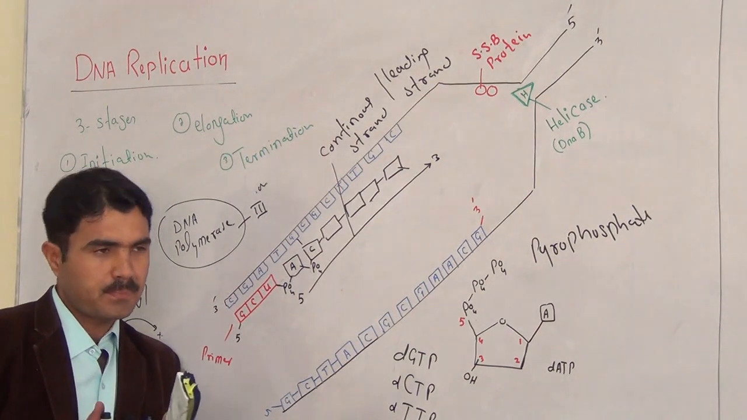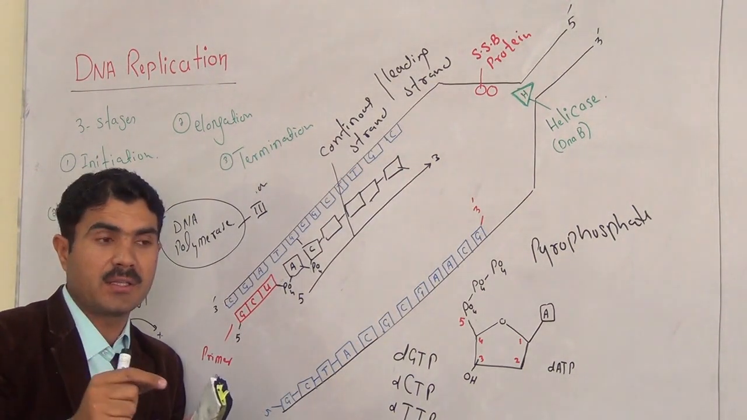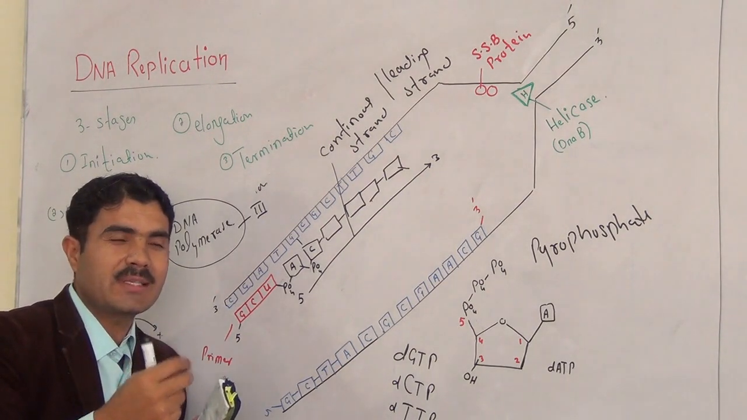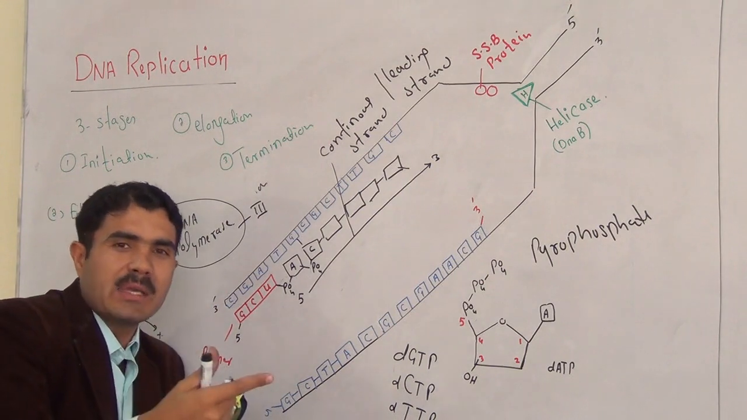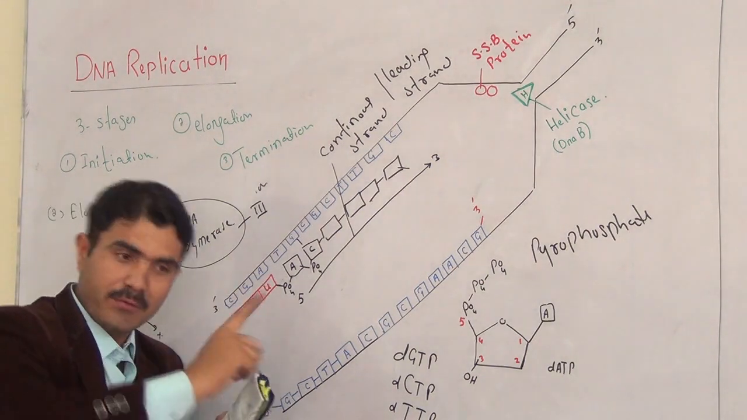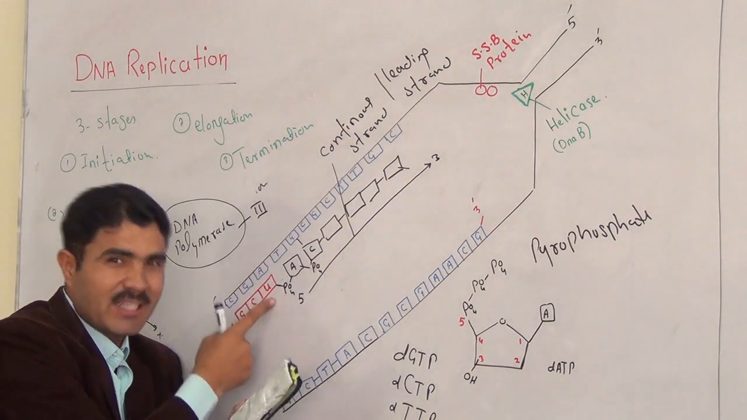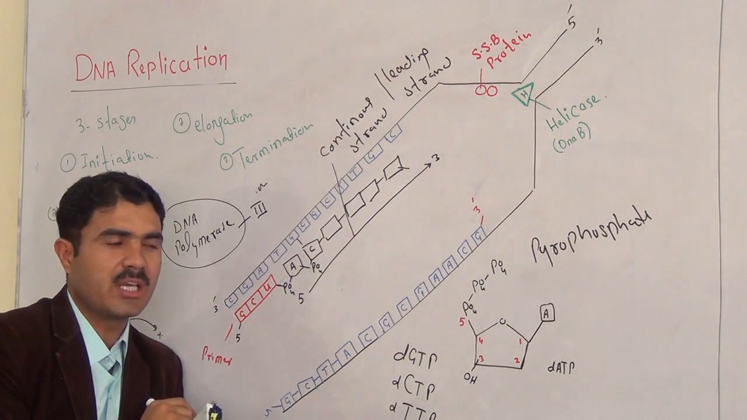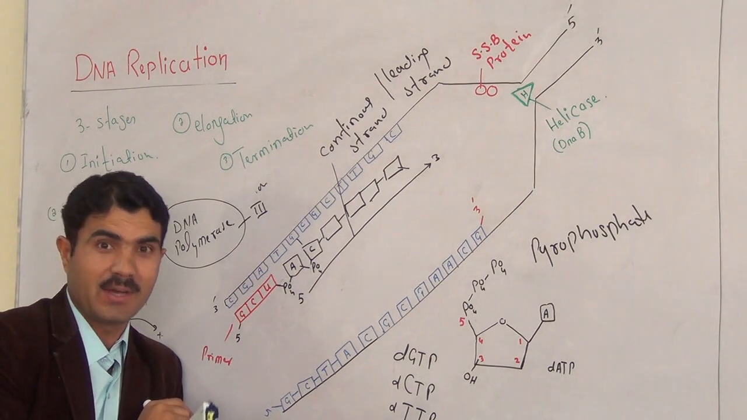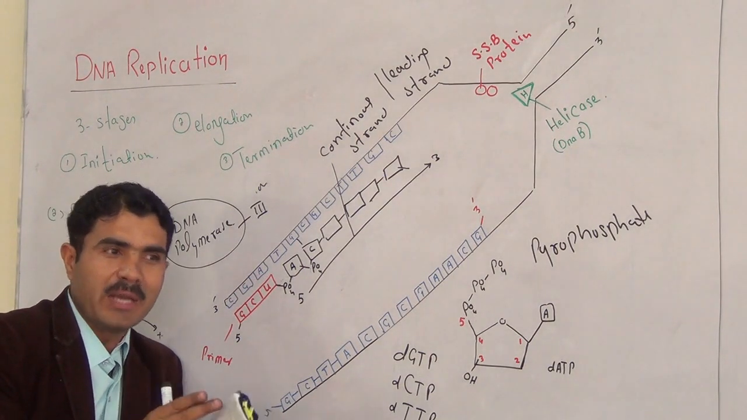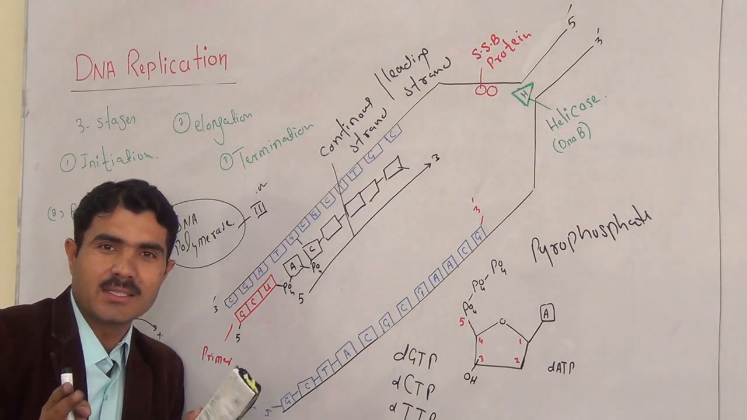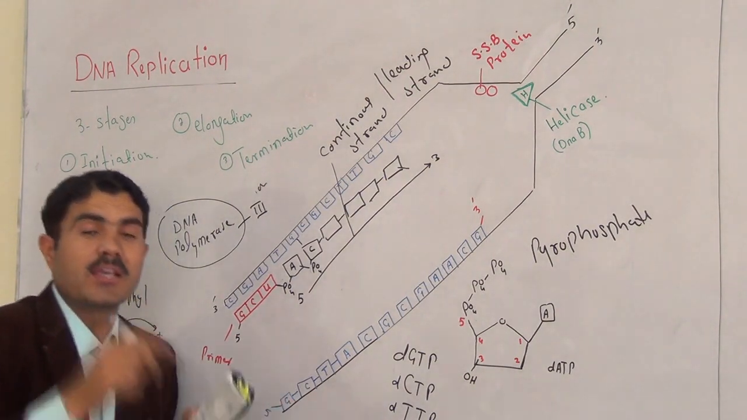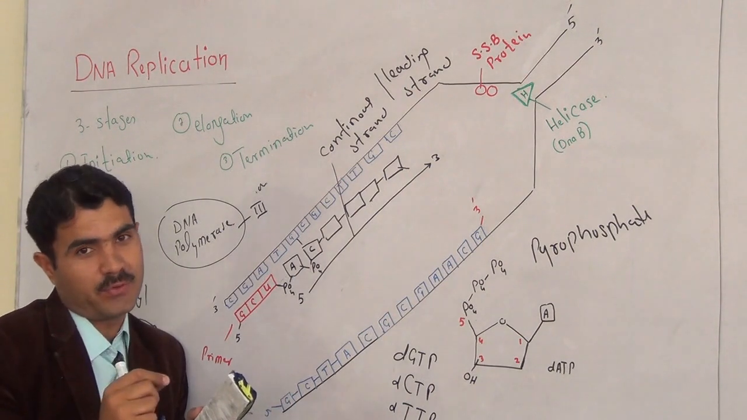This is an integral part. This is very important, that the DNA polymerase can only make the new chain in 5 to 3. 5 to 3 is only possible because the situation is like this. But the DNA polymerase never makes a chain in 3 to 5 direction. However, the breaking can be done in 3 to 5 direction. The breaking can be done in 5 to 3. But the making process is always in 5 to 3 direction.